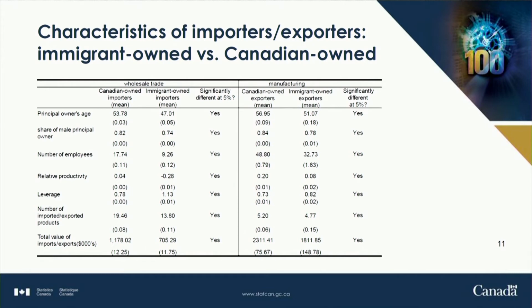And you can see the immigrant owners tend to be younger, the principal owner, right? 47 years compared to 53. Although it's still dominated by males, the share of males is relatively smaller for immigrant-owned firms. They're much smaller firms compared to Canadian-owned, and their productivity is also lower. They have a higher leverage ratio, which is total liability divided by total assets. Their number of products imported-exported and the total value are also smaller.